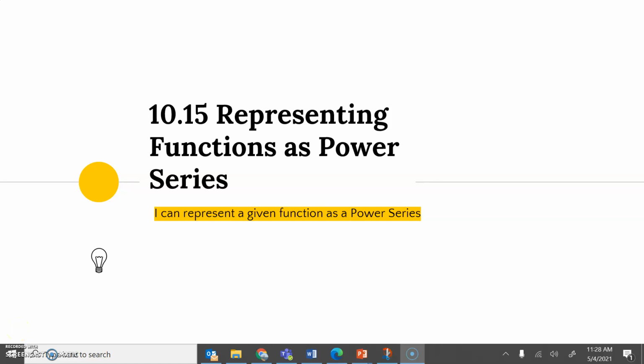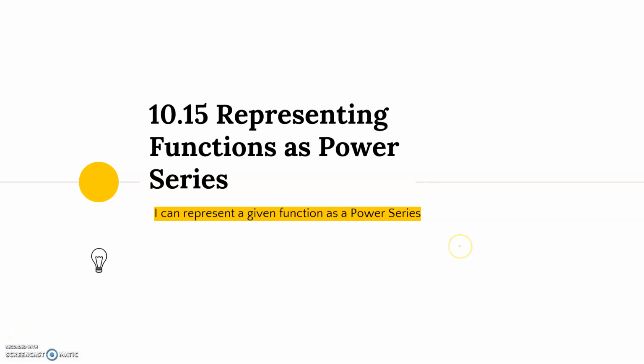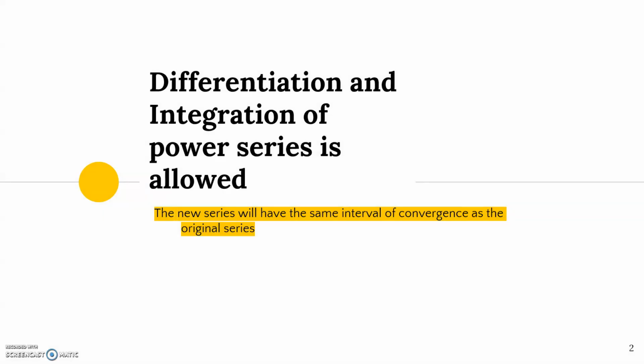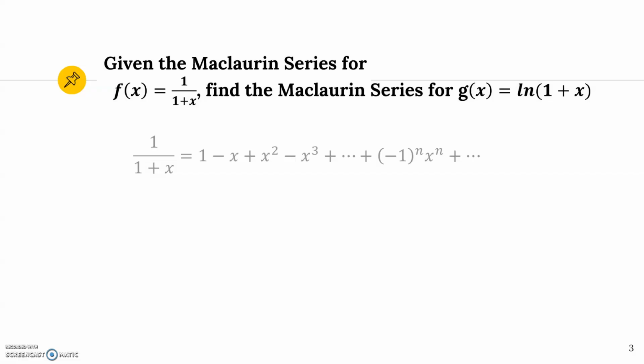The last section in Chapter 10, and the last section in BC Calculus, is another section about representing functions as power series. This is kind of a continuation of what we did yesterday. It's actually saying, you know what, we've done all this calculus, and so basically we're allowed to take different derivatives and integrals of a power series, and when we do that, we get a new series which has the same interval of convergence as the original.